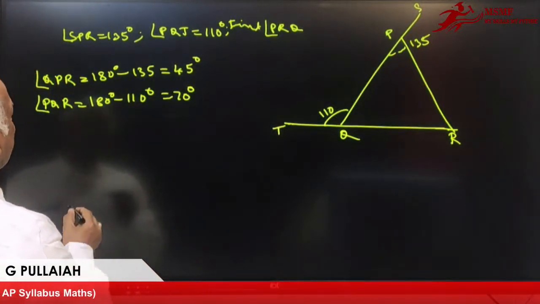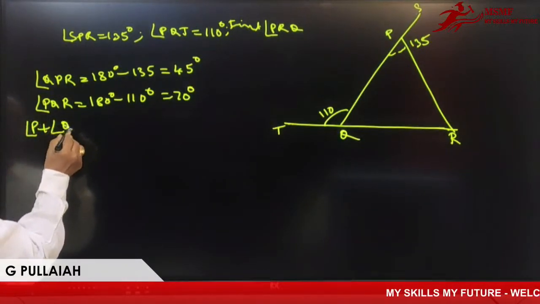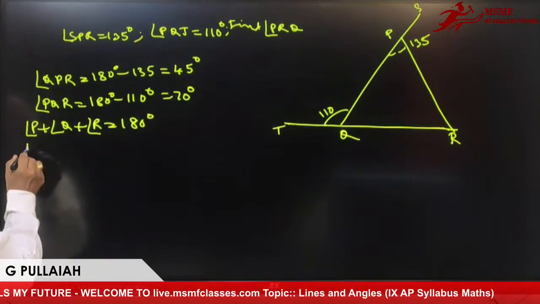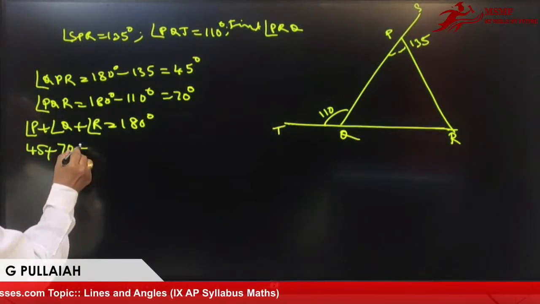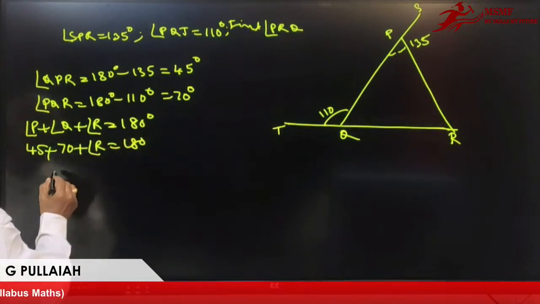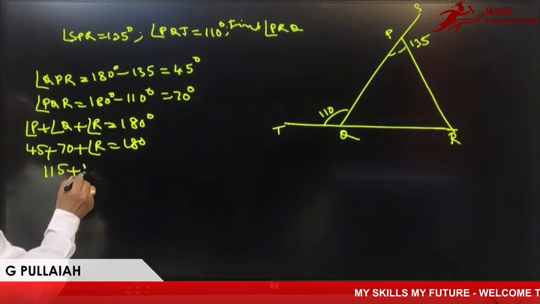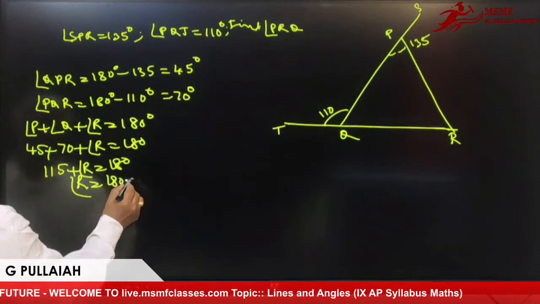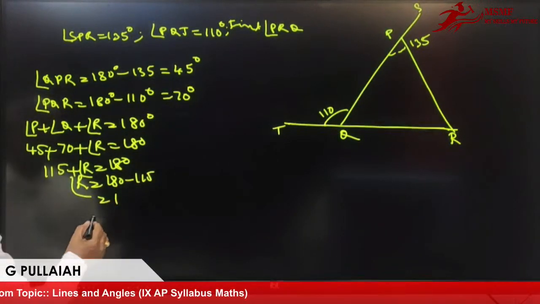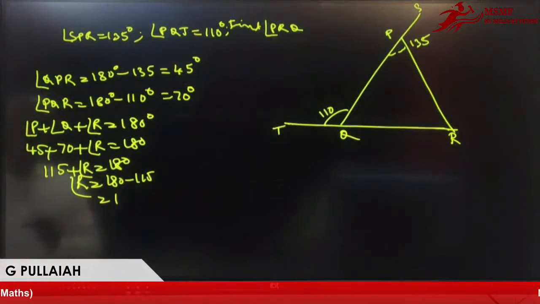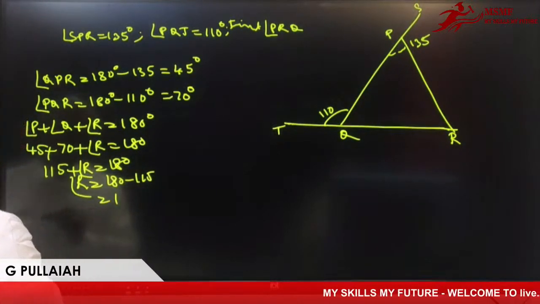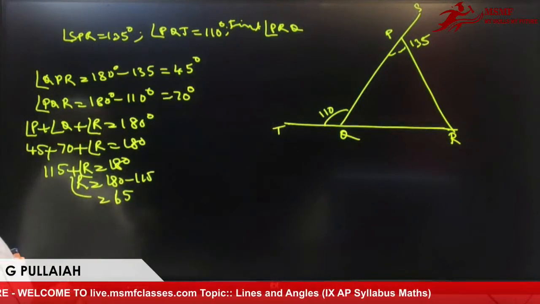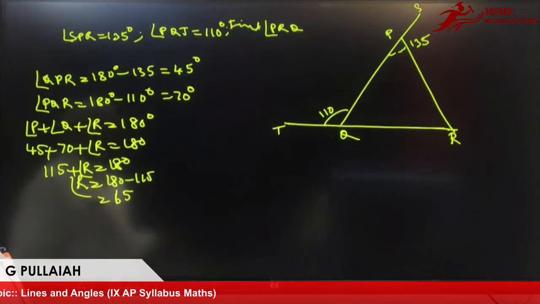Or with another point also you can go. The sum of these three angles is 180 degrees: angle P plus angle Q plus angle R. Angle P is 45 plus angle Q is 70, this is 115, so angle R is 65 degrees. Hope you followed.